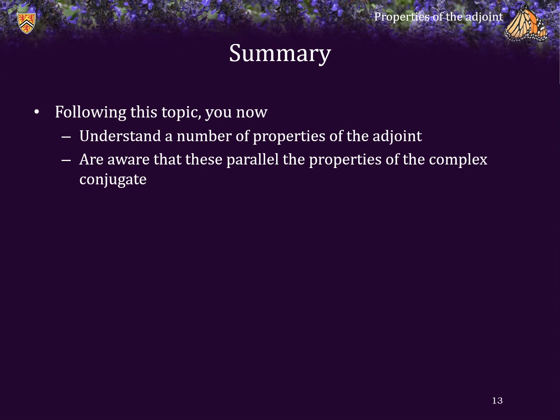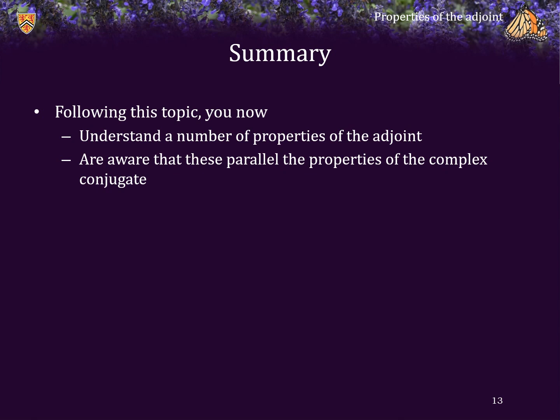Following this topic, you now understand a number of properties of the adjoint, but not only that, you are aware of the parallels between the properties of the adjoint and the properties of the complex conjugate, including, for example, the conjugate of 1 is 1. The adjoint of the identity operator is itself. The complex conjugate of 0 is itself. The adjoint of the 0 map is the other 0 map mapping in the opposite direction.